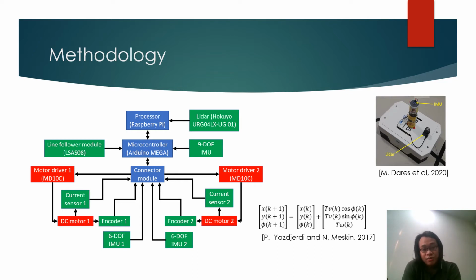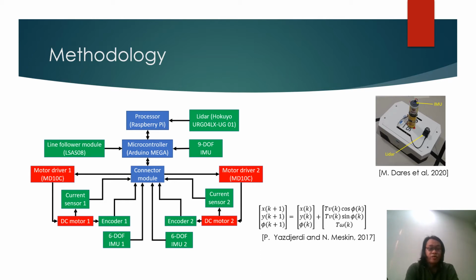And next, we have a 9 degrees of freedom IMU, or inertial measurement unit, to provide orientation and motion data to the AGV. And next, we have encoders attached on each side of the wheel of the AGV to provide angular velocity data of the motor. Then next, we have the LiDAR, which is used to provide measurement for the positional data of the AGV.